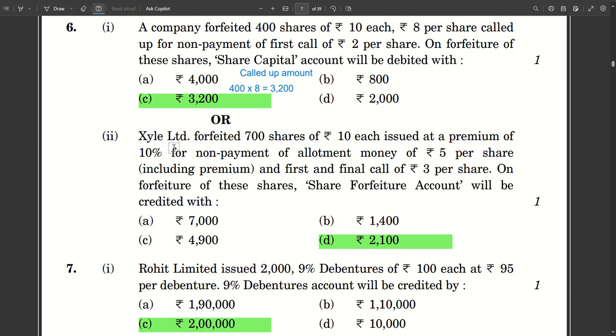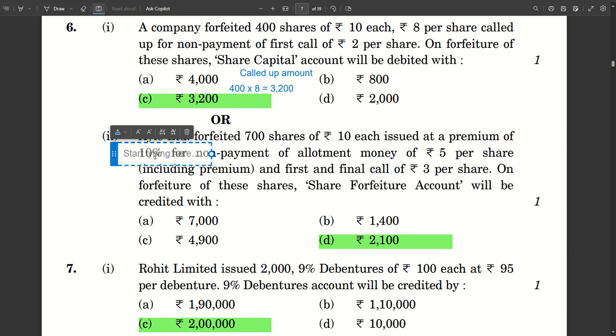Next one that we have is again on forfeiture. Forfeited 700 shares of 10 each issued at a premium of 10% for non-payment of allotment money of 5 per share. Okay, so 10% premium, 10% of 10 is 1 rupee is the premium here. Nothing much to be worried about or confused about. Total share value is 10 plus 1, 11. And allotment money is 5 per share, including premium. First and final call of 3 per share. So 5 plus 3 is 8 here.